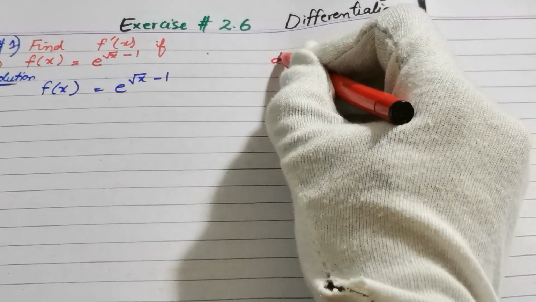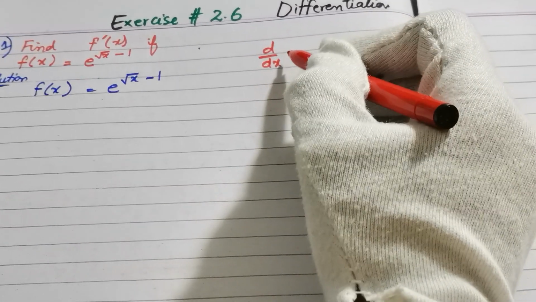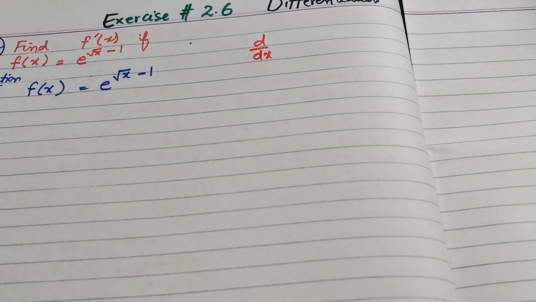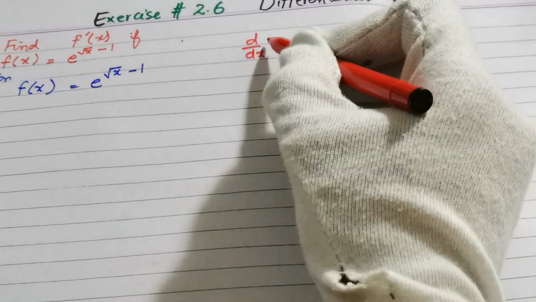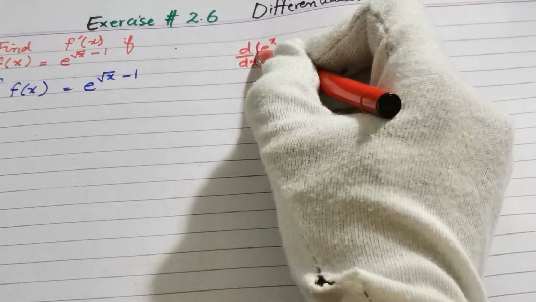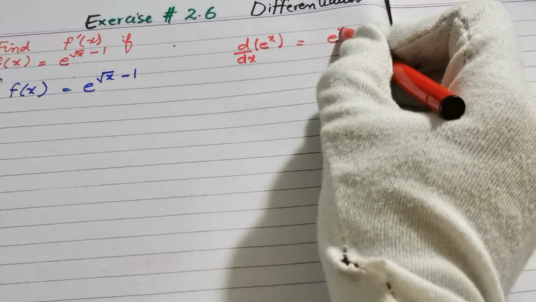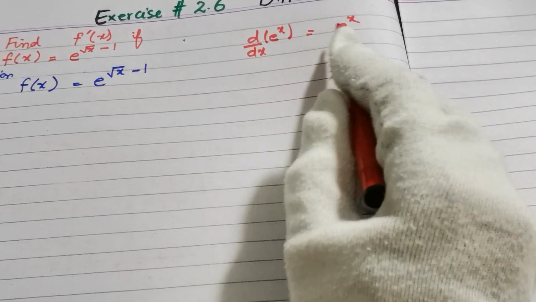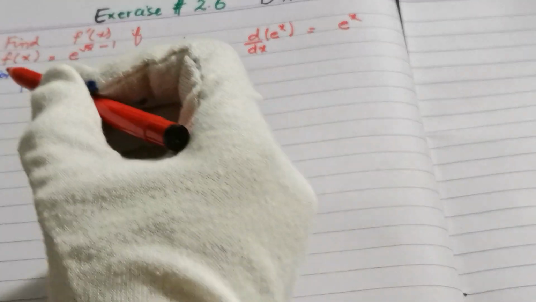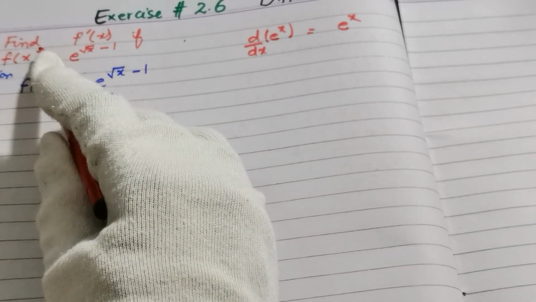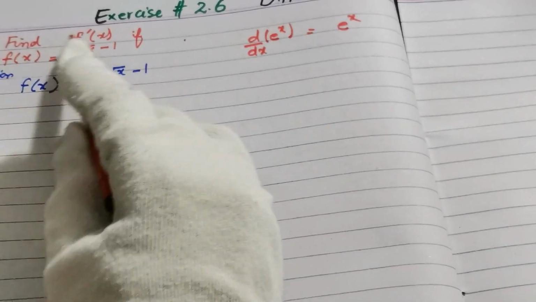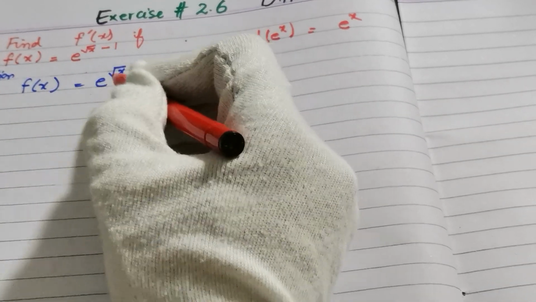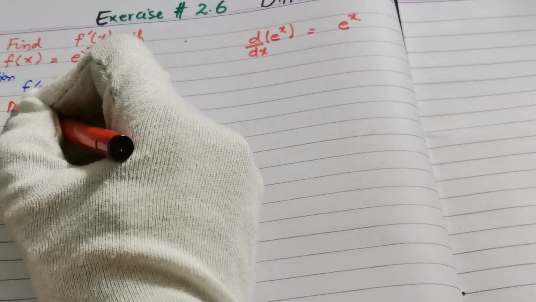First of all, we know that derivative of e^x is always e^x. Derivative of e raised to power x is equal to e raised to power x. So we want to find the derivative of f(x). So f of x is equal to e raised to power root x minus 1.